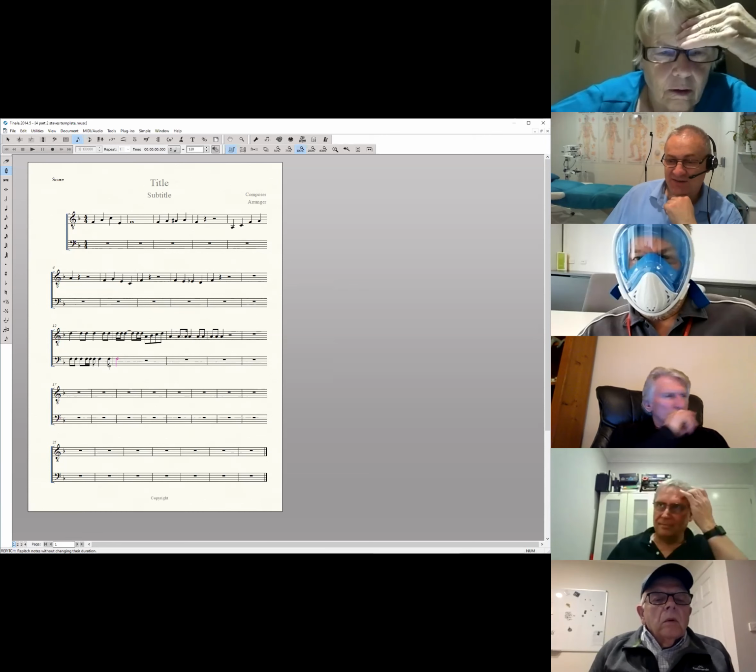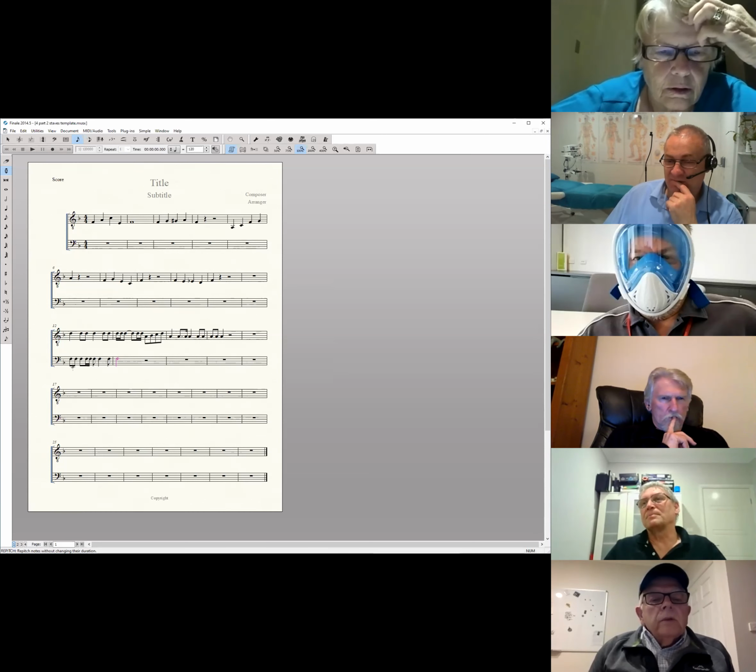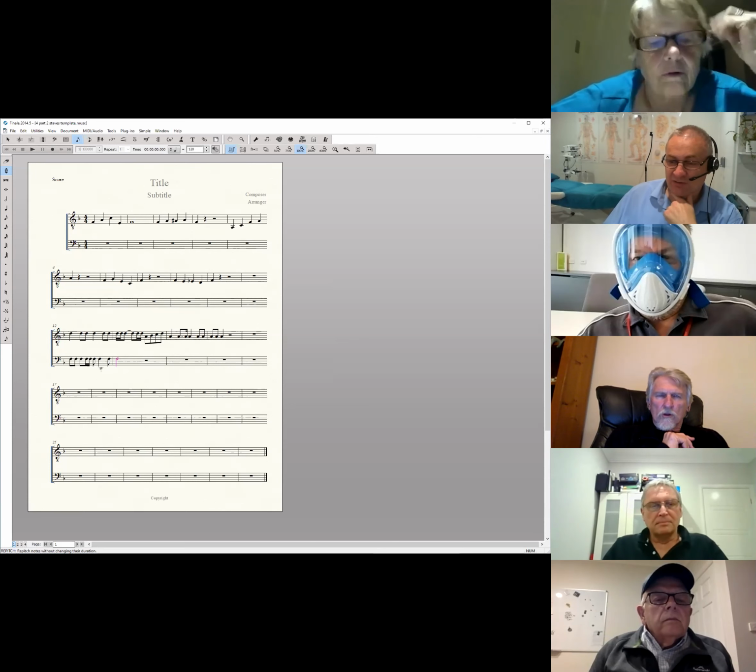Quavers. Yeah, and what are these first two notes? Crotchets. No, they're quavers as well, but they happen to be adjacent to each other, so they're joined up by the software. That's correct. So quavers can look totally different.